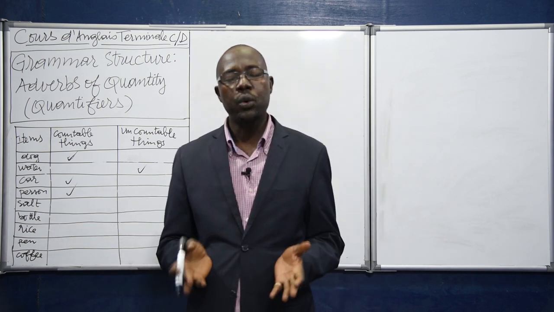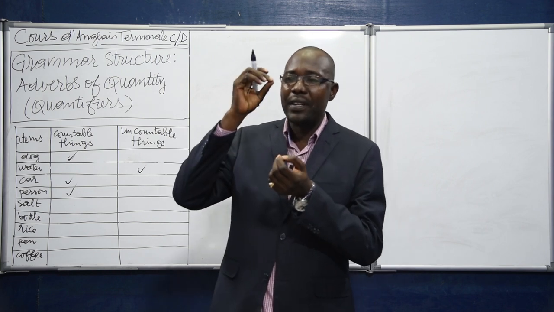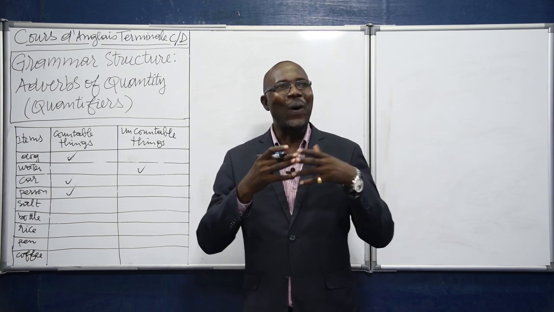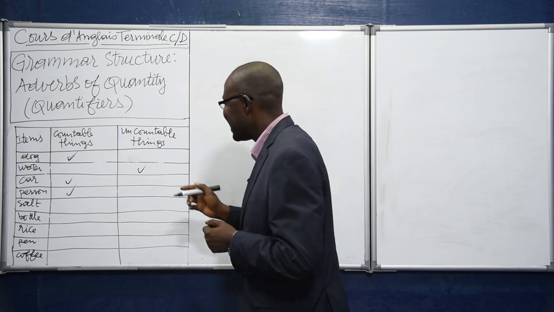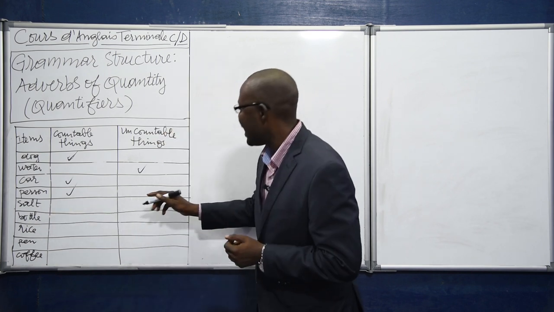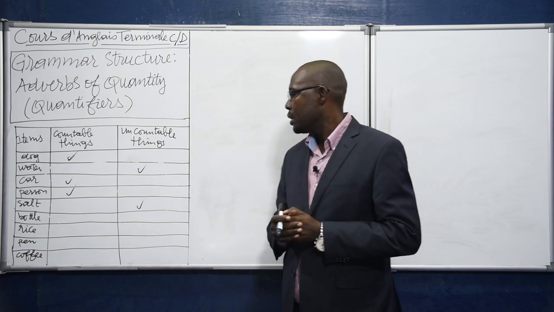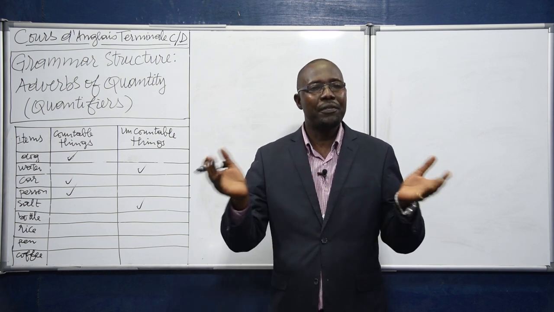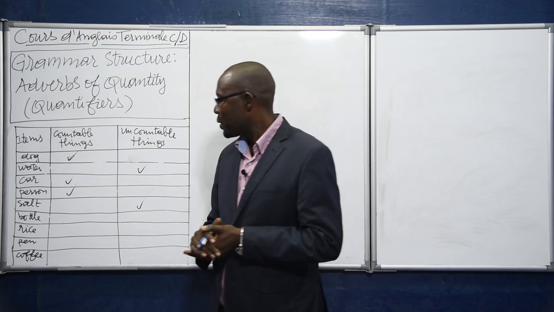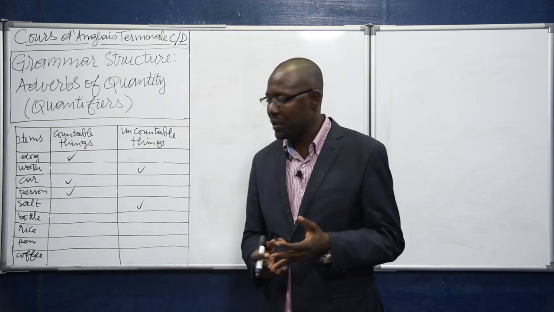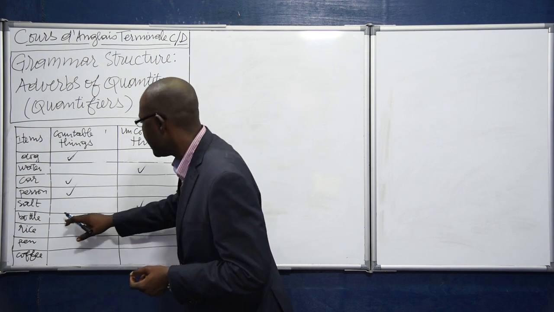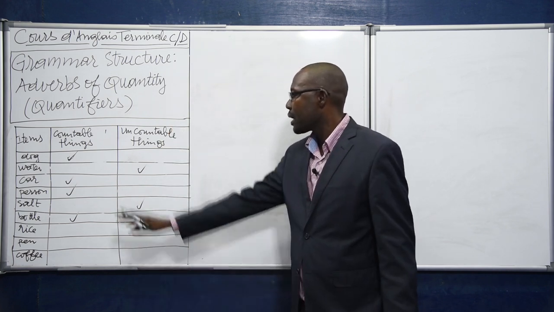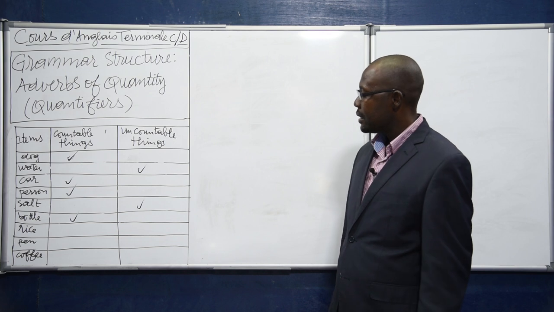The next one is salt. What about salt? When you cook at home, do you count each grain of salt to say one grain and so on? Oh no, otherwise it will take you all your lifetime. That's why salt is uncountable. You cannot count. When we come down to the bottle of water, bottle of, maybe beer and so on, we can count one bottle, two bottles. So we can tick bottle, among countable things.